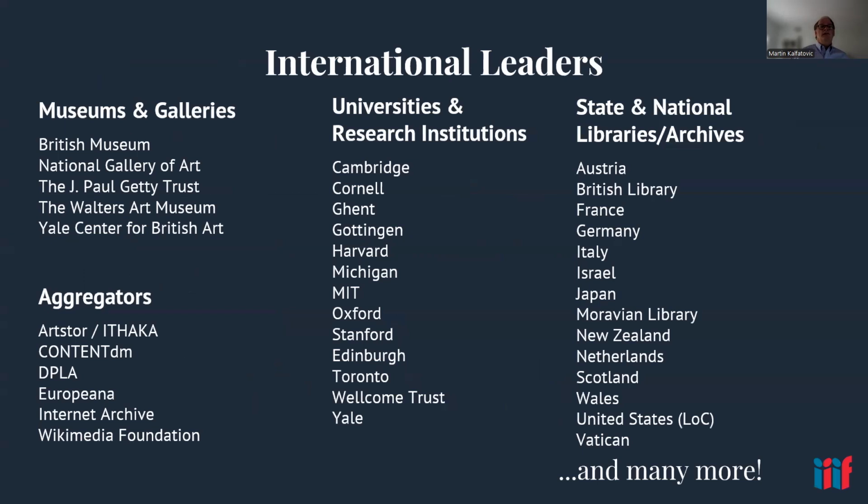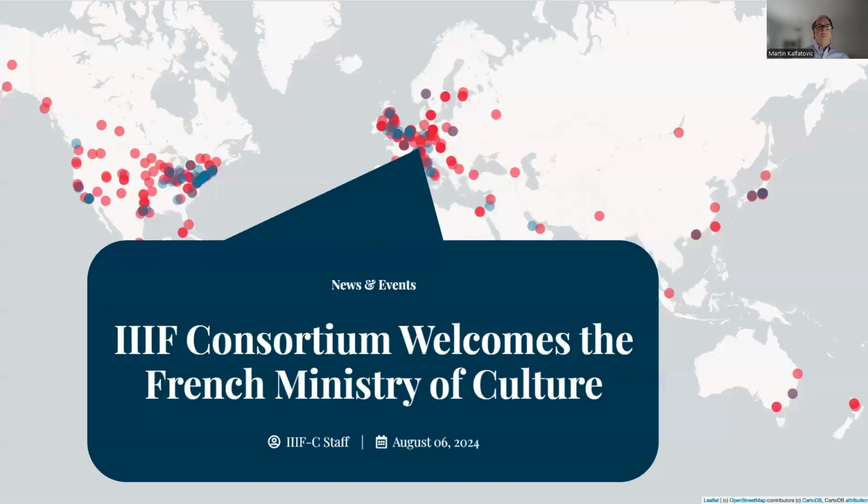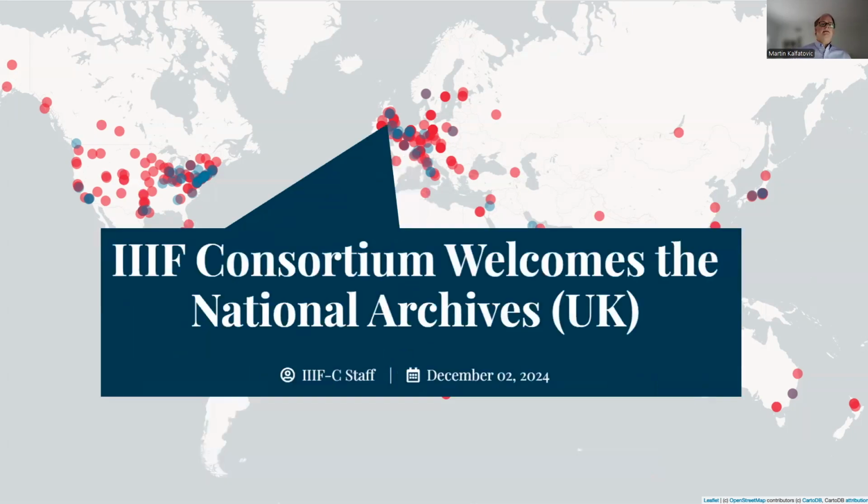Those consortia partners are international leaders from the museum and gallery community, aggregators, university and research institutions, state and national libraries and archives, and many more. Most recently, the IIIF Consortium welcomed the French Ministry of Culture to the consortium, and the Ministry of Culture will be working to help implement IIIF across numerous French cultural heritage programs. And then just earlier this month, we announced the welcoming of the National Archives from the United Kingdom as a IIIF Consortia partner.